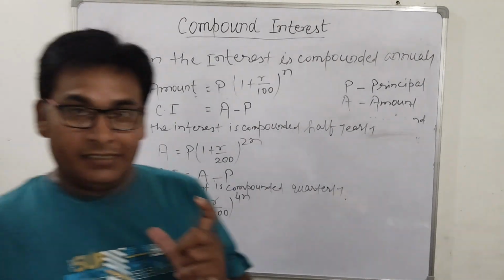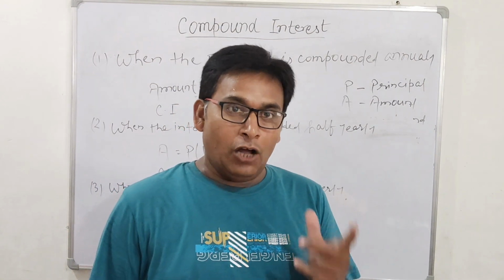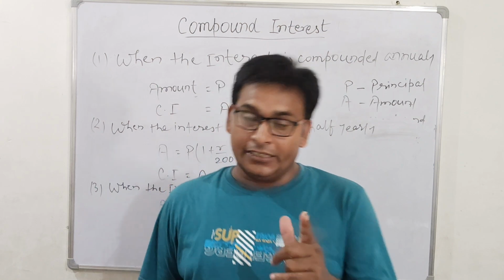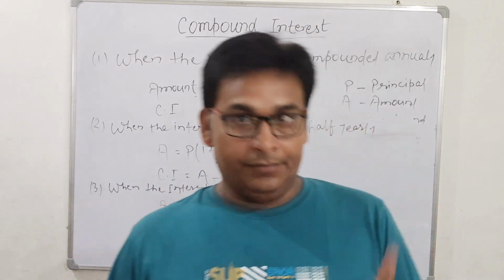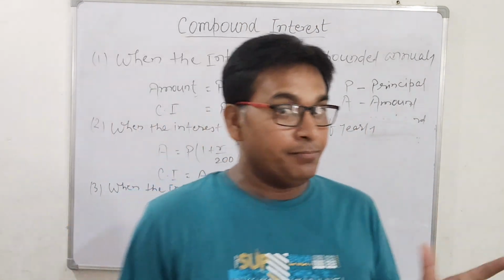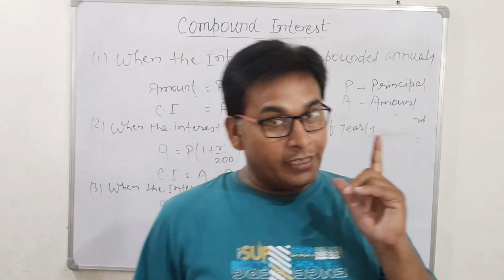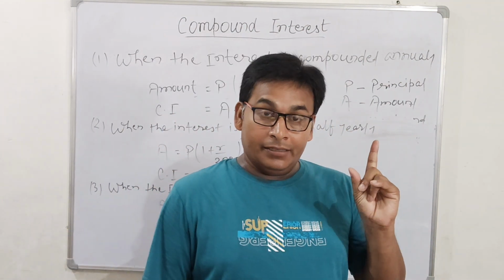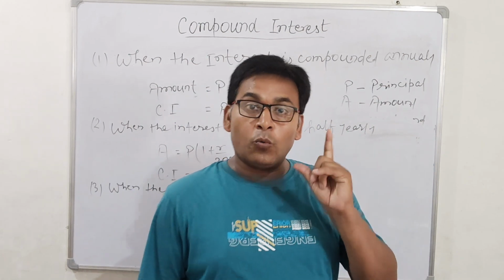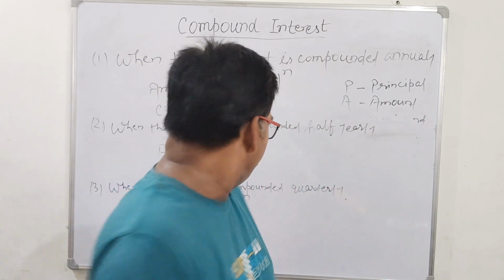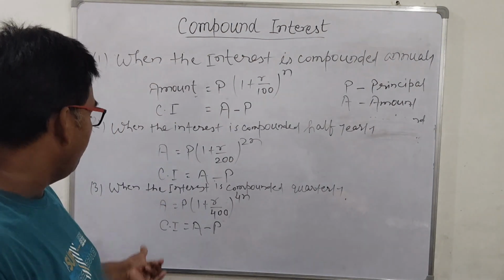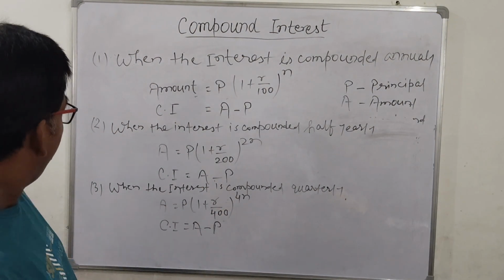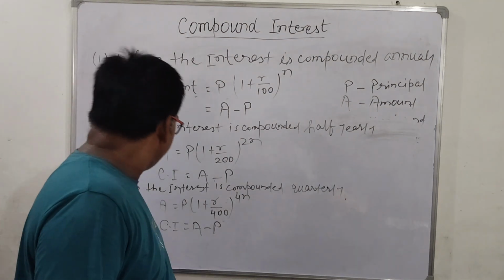So how many quarter years are there in a year? We know that in each year there are 4 quarter years. 3 months become a quarter. It means that 1 year has 4 quarter years. So here amount is equal to P into 1 plus R by 400 to the power 4n. And CI is equal to A minus P.